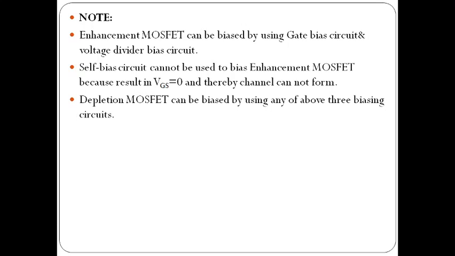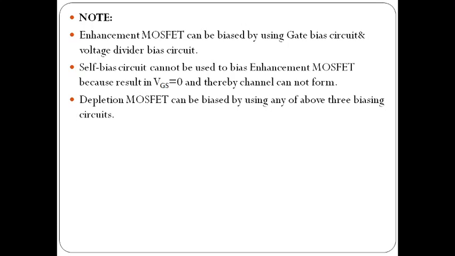In enhancement MOSFET, we cannot use the source self bias, because self bias circuits cannot bias an enhancement MOSFET; they result in VGS being 0 and thereby the channel cannot form. When VGS is 0, the channel cannot form, so the MOSFET will not work.